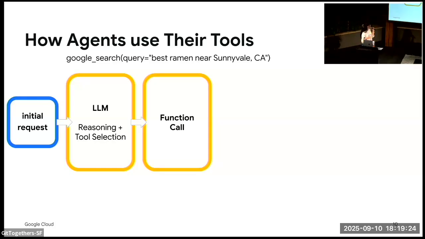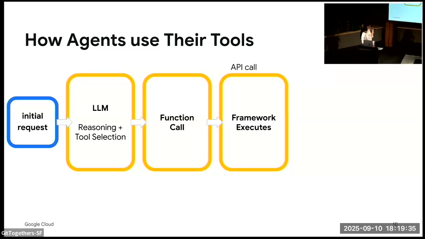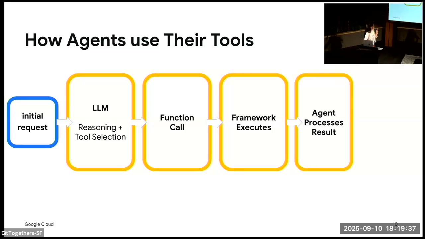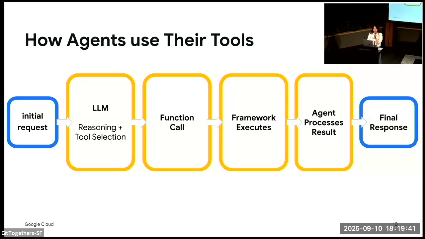So I'm going to use Google Search to find the best ramen near San Francisco. I live in Sunnyvale, so that's why I use this example. The framework executes the API call, and finally the agent processes the result, so we get the final response. This is usually how an agent uses its tools under the hood.